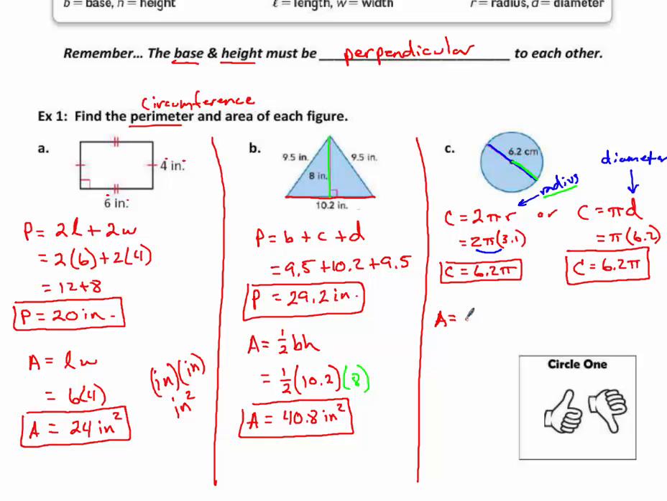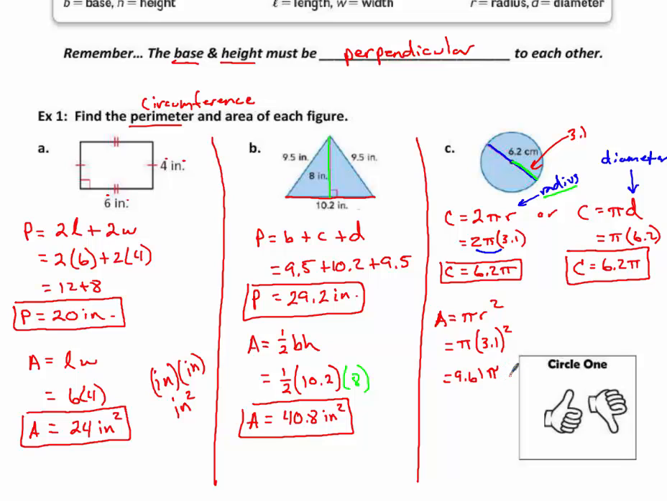Now let's do the area real quick. Area formula up at the top says pi r squared. R is the radius, right, that we already found out. This radius is 3.1. So we're going to do pi times 3.1 squared. Now, the order of operations, we do the 3.1 squared before we multiply by the pi. So 3.1 squared is 9.61. And again, we just leave the pi alone.